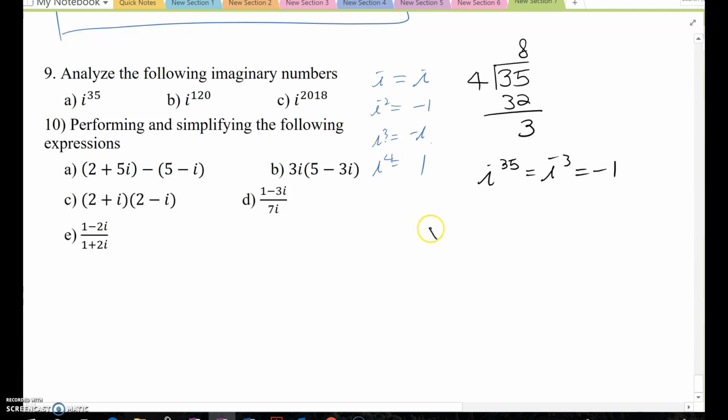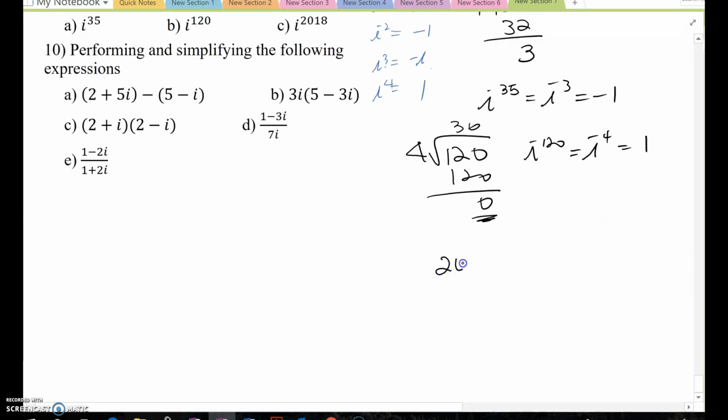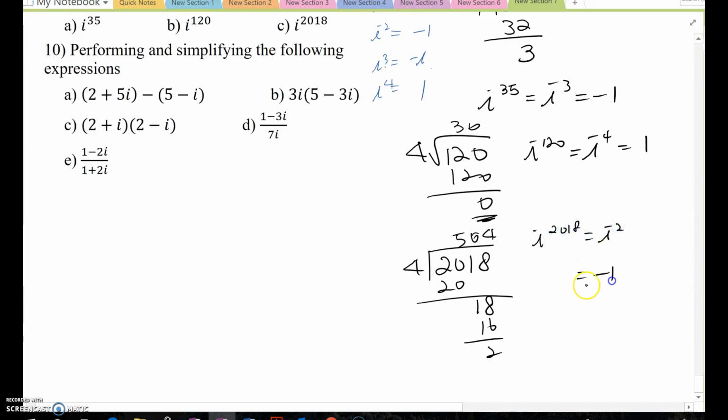Now 120. 120 divided by 4: as you see, 4 goes into 120 30 times, and no remainder, which means i^120 equals i^4, so it equals 1. Now 2018, so 2018 divided by 4. Then 4 goes into 20 5 times, then bring down 1 and 8. 4 times 4 is 16. So the remainder is 2. So i^2018 means i squared, so negative 1. Okay, that will be the answer.